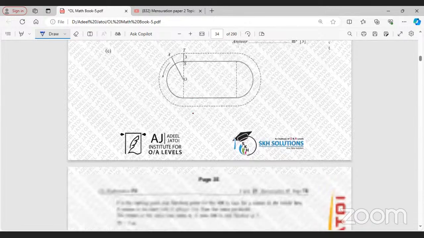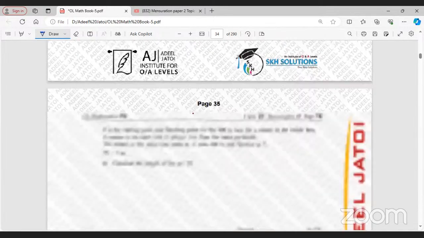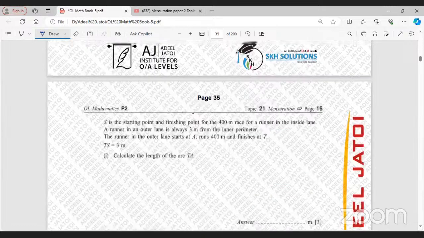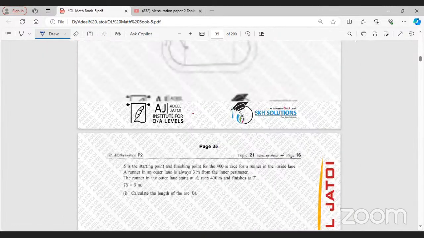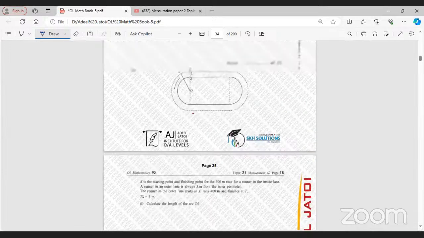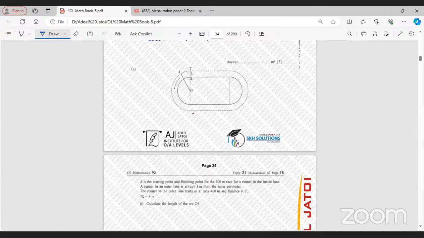Part C. So we have a shape here, right? Part C says S is the starting point and finishing point of the 400 meters. Fine enough. We start from here and then we end. We move around, and then obviously this will be your track for the 400-meter race, for a runner inside the lane. A runner in an outer lane is always 3 meters from the inner perimeter.